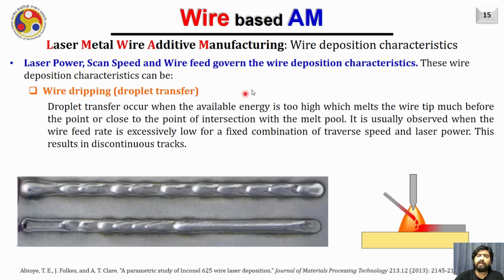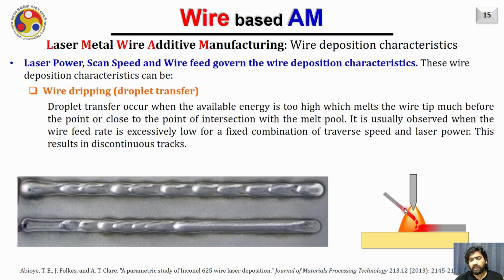Now let us discuss a little bit about the wire deposition characteristics. Like I have already mentioned, typically three parameters, the laser power, the scanning speed and the wire feed, govern the wire deposition characteristics, and these are the three parameters usually in the hand of the user to change very quickly. The first of these characteristics is wire dripping or droplet transfer. Droplet transfer occurs when the available energy is too high, which melts the wire tip much before the wire is about to reach the melt pool.